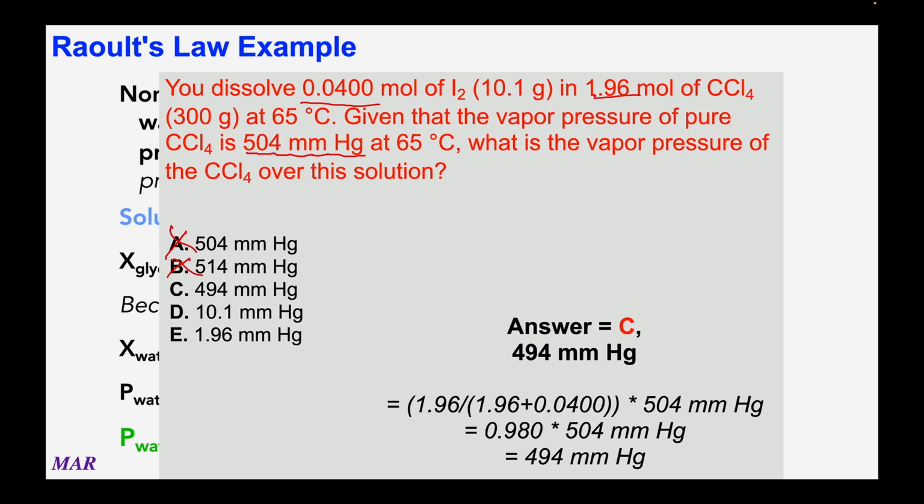So what I did here, this part right here, that's the mole fraction of the solvent. It's moles of solvent divided by total moles, moles of solvent plus moles of solute, and that comes out to be 0.980. And you multiply that by the vapor pressure of the pure solvent, 504. Sure enough, 494 millimeters of mercury.